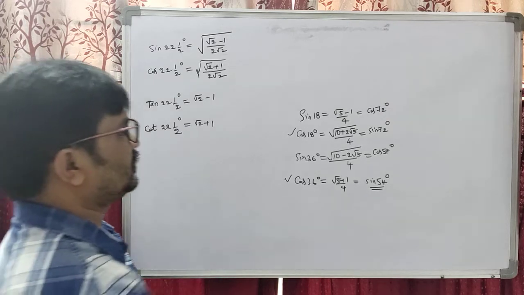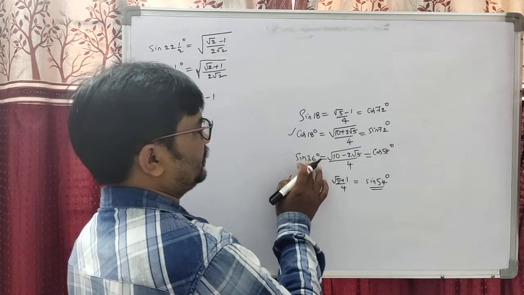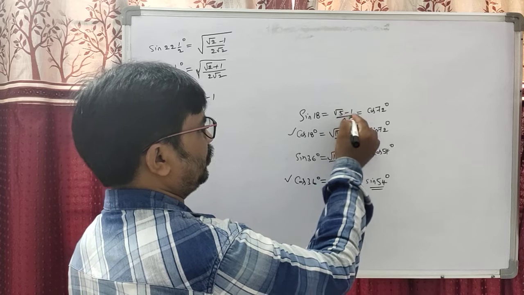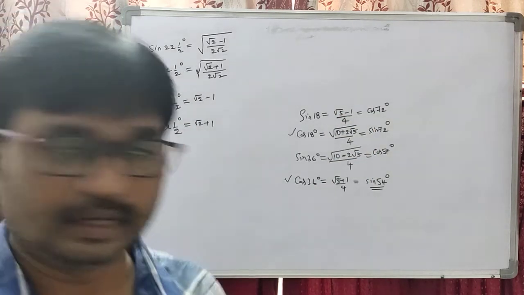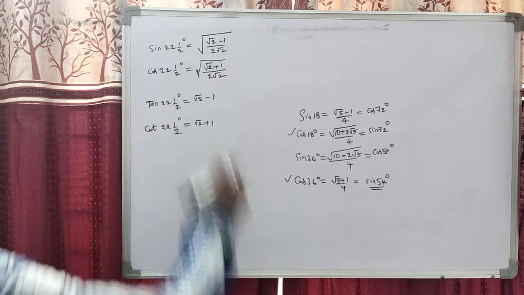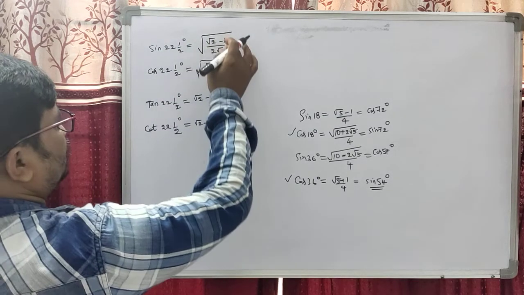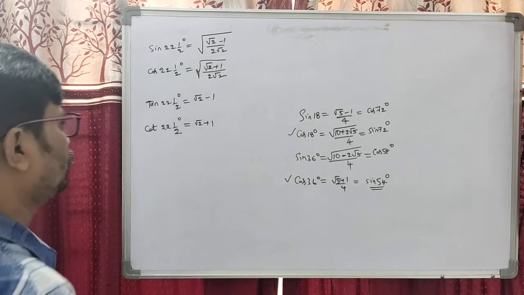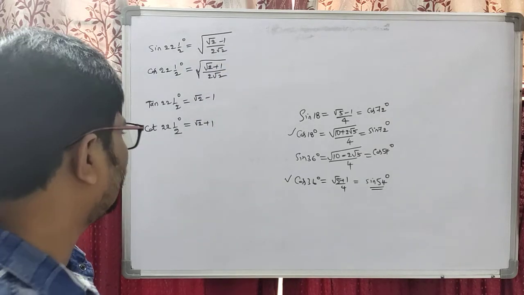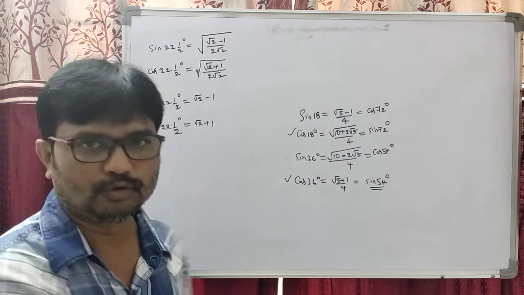So my dear students, sin 18 and sin 36 is (root 5 minus 1)/4, between them there is a minus. That is our simple observation. And here also, students, sin 22.5 is root (2 minus 1)/(2 root 2). Cos 22.5 is root (2 plus 1)/(2 root 2). Tan 22.5 and cot 22.5 are root 2 plus 1.